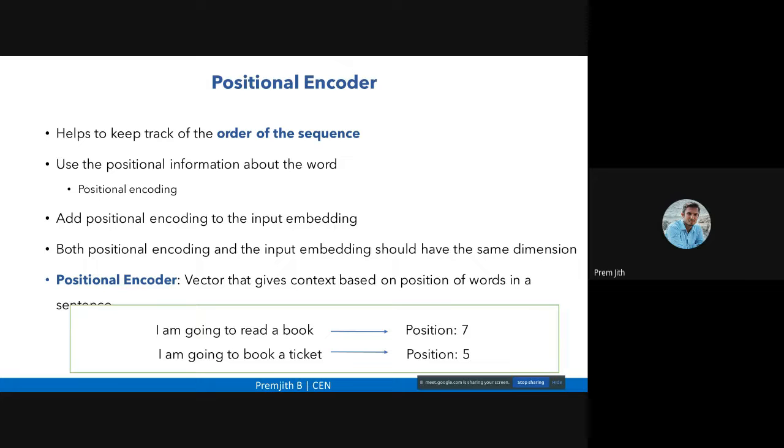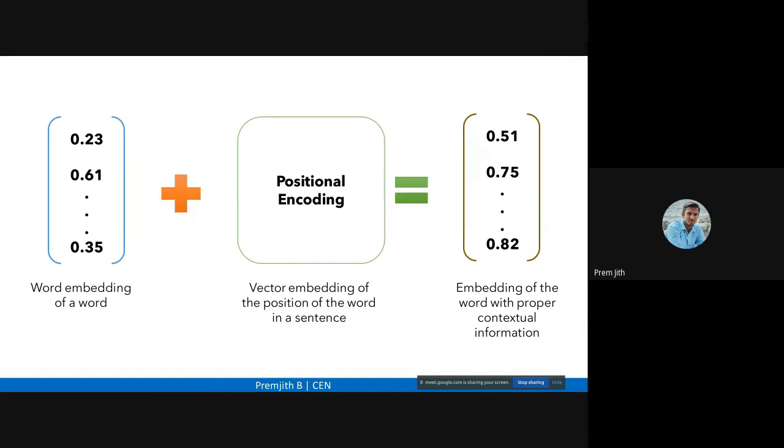Okay, so that is possible now. Based on that context or position, you can generate different embeddings for the same word. So that is the positional encoder, and this is how it works. You can generate the embedding, 0.23, 0.61, etc., 0.35, some random values only. Then you can add positional encoding along with that generated output and obtain the final output, which is 0.5, 0.75 and 0.82. So these are some basic examples to understand the concept.